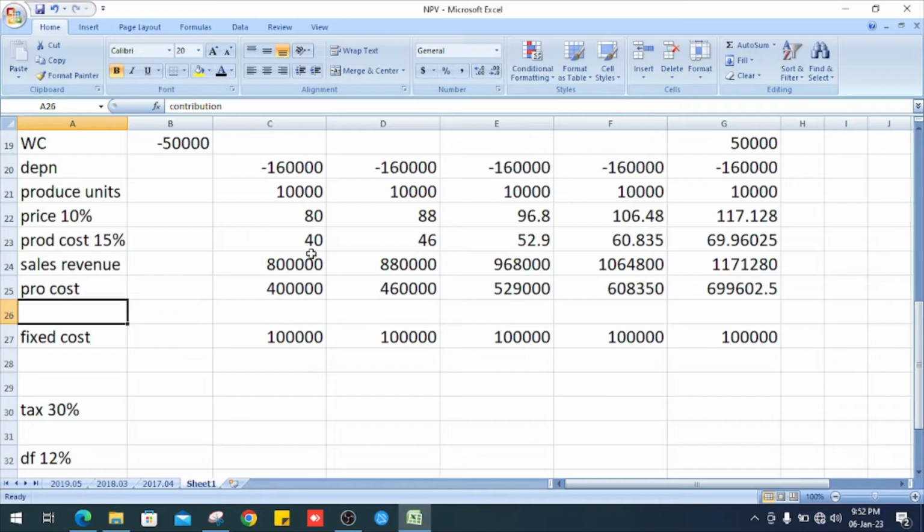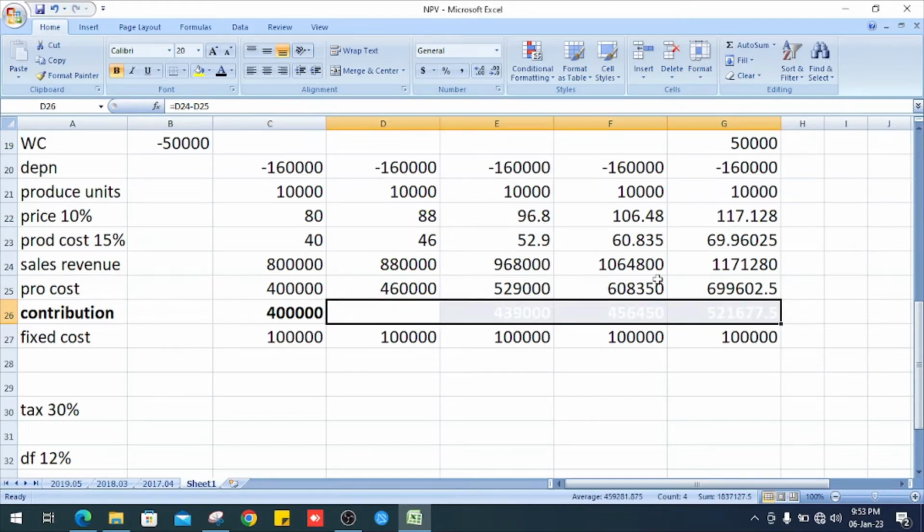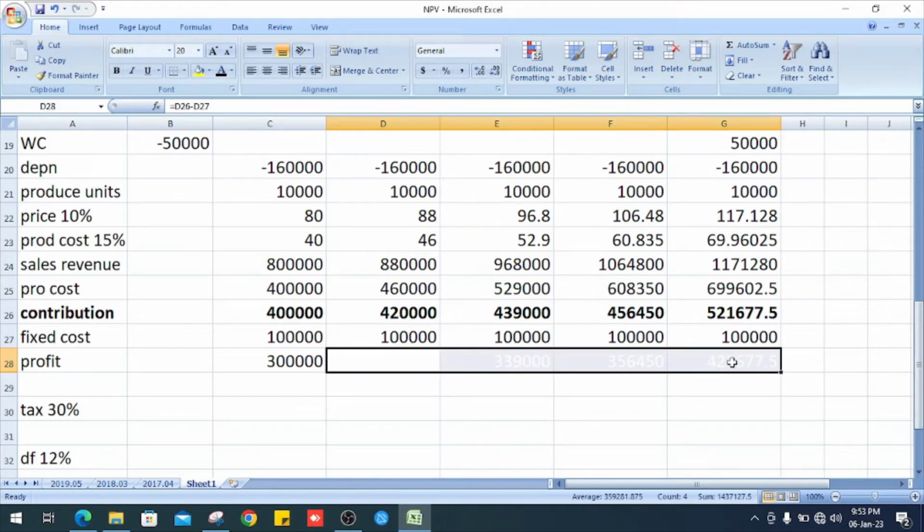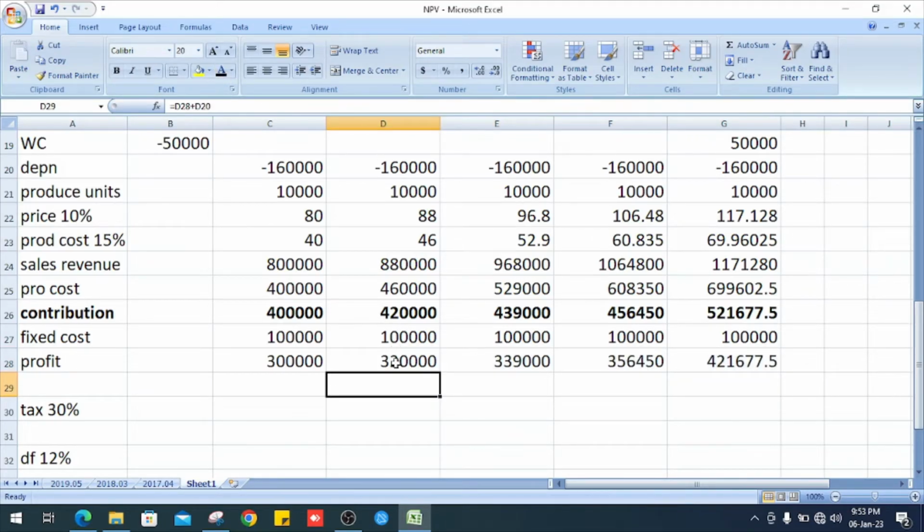Next we can get the contribution. How do we get the contribution? The sales revenue minus production cost. The first one, 800,000 minus 400,000, it is 400,000. Same method. Next, profit. Now we know our fixed cost is 100,000, same for 5 years. The 400,000 minus 100,000, we can get the profit. It is 300,000 in year 1, and the same process.